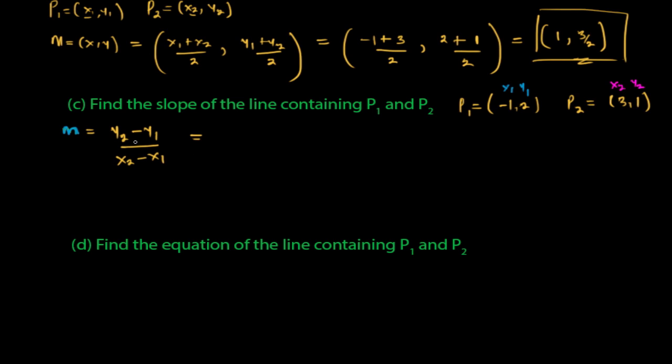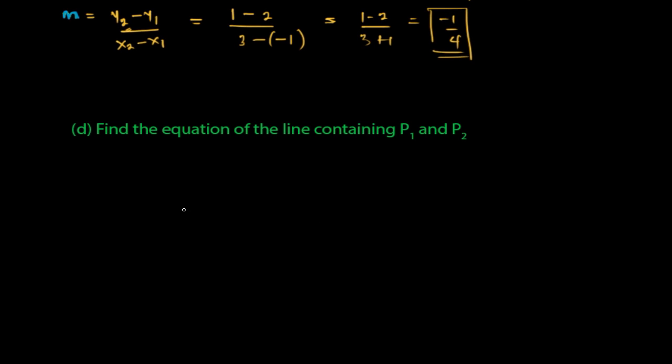So making a substitution, my y2 is 1, so 1 minus my y1, which is 2, divided by x2, which is 3, minus my x1, which is negative 1. This gives us 1 minus 2 divided by 3, negative is plus 1, which is negative 1 divided by 4. So this is your slope.